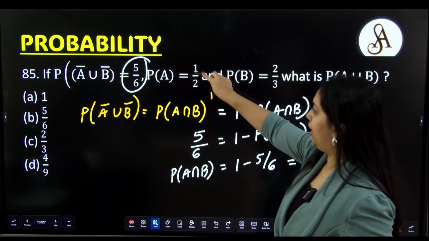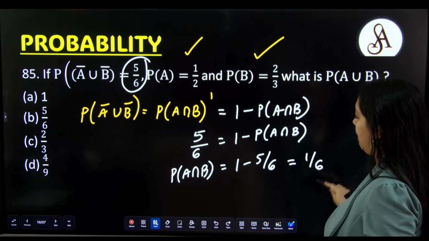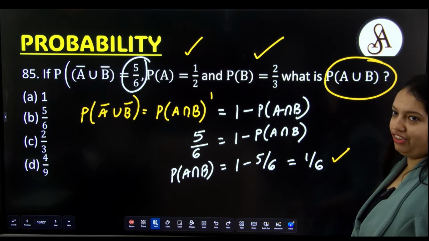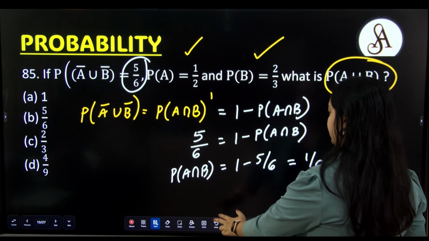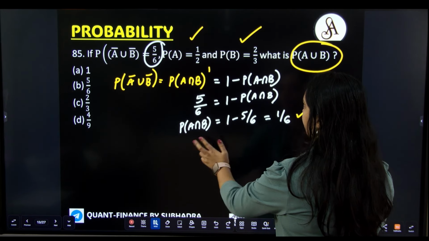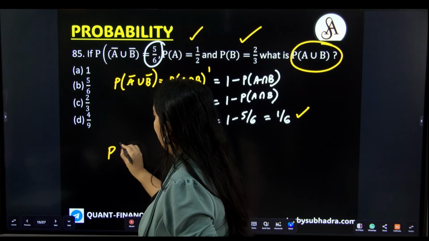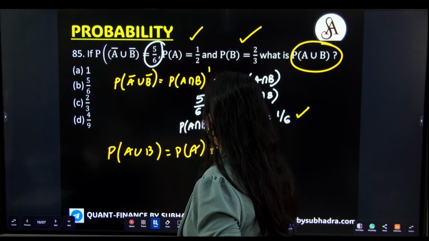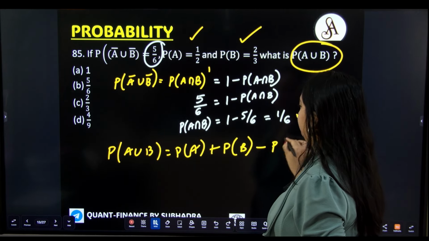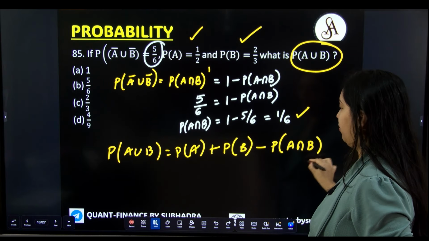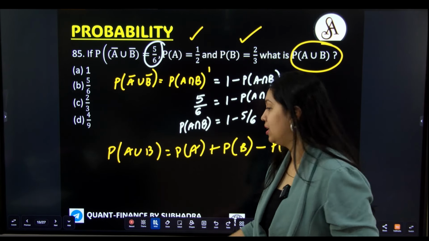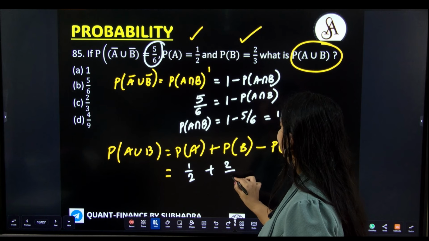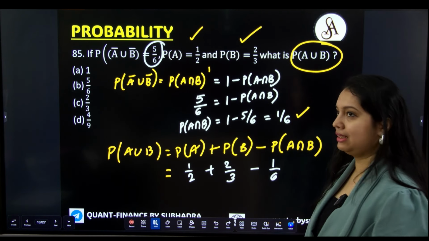Now what do I have? I have P of A, P of B, P of A intersection B. Asking me how to calculate P of A union B. Simple question. Yes. P of A union B will be P of A plus P of B minus P of A intersection B. We call this the addition theorem. This will be 1 by 2 plus 2 by 3 minus 1 by 6.